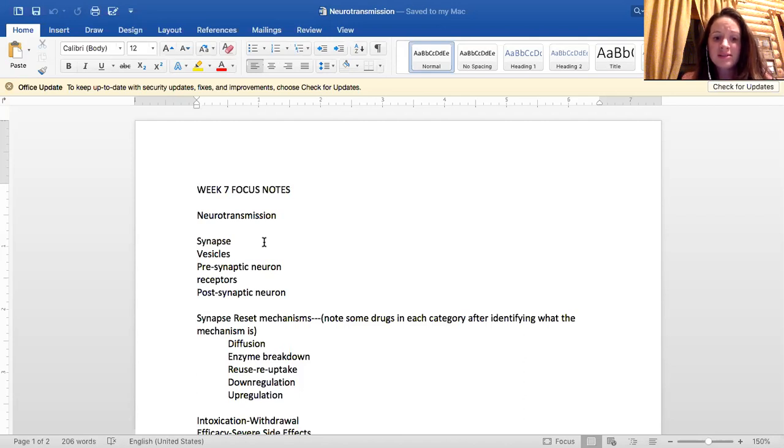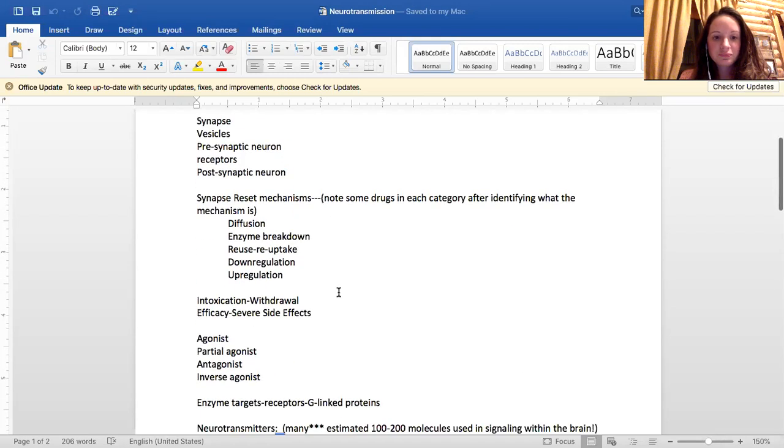And then when you break down the synapse reset mechanisms, make sure you understand the differences in those and what's happening, because a lot of different drugs are associated with different categories and how that's resetting. For instance, with downregulation or upregulation, reuptake, things like that. Make sure that you understand the differences in those.